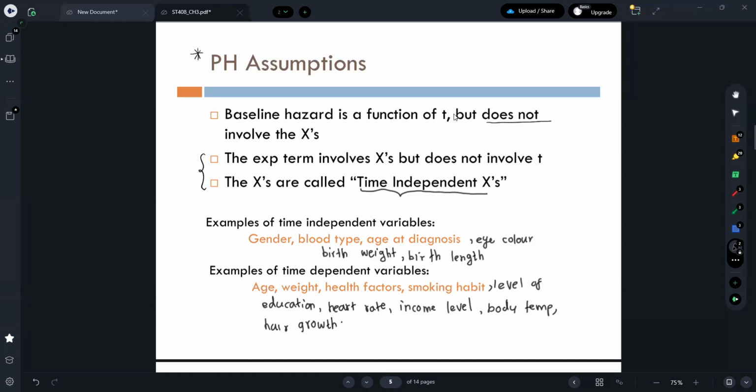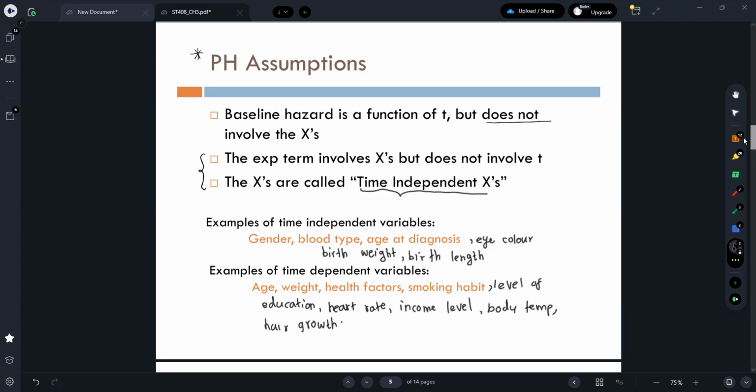Okay. So now you understand what time-independent and time-dependent variables are, right? When you are including these variables in your model, as a start you can include all of them without worrying, and then you can check the PH assumption with the p-value. If they violate it, if they are time dependent, it will be indicated based on the p-value.